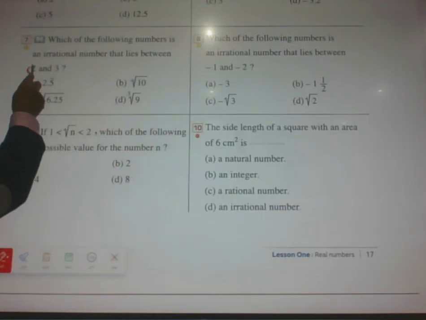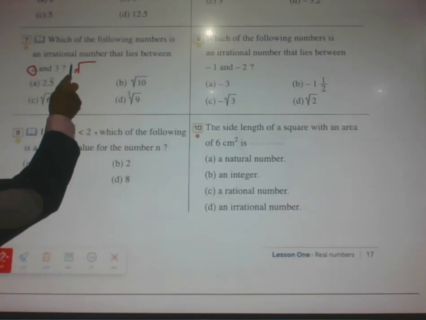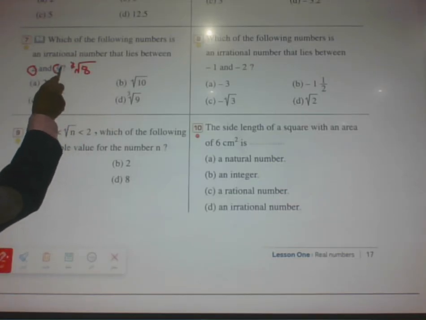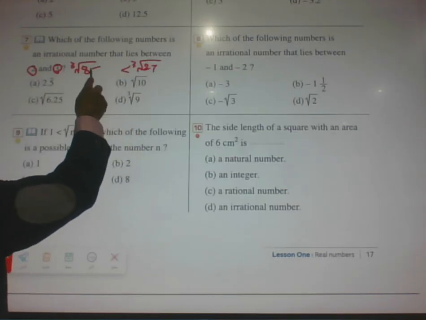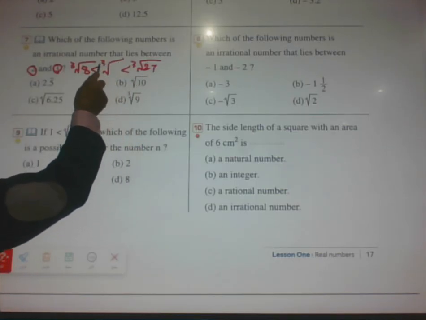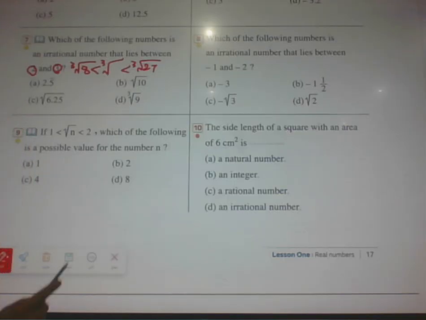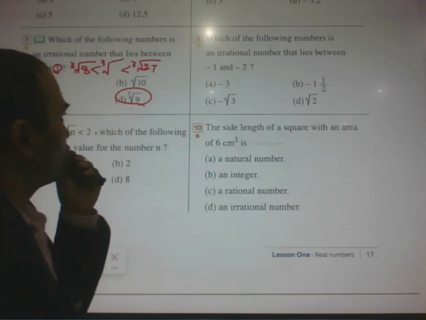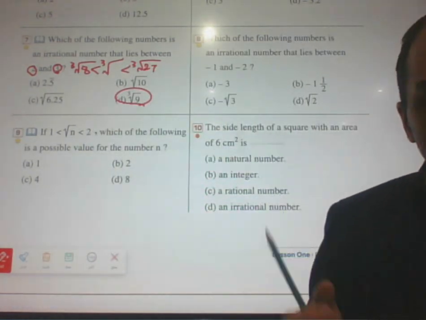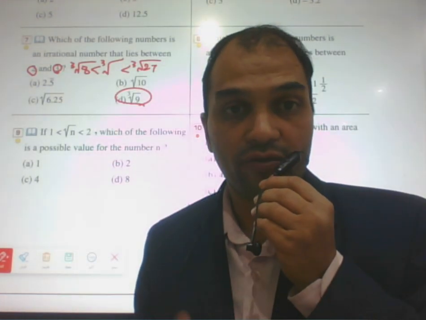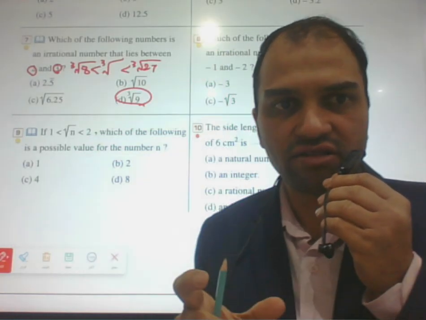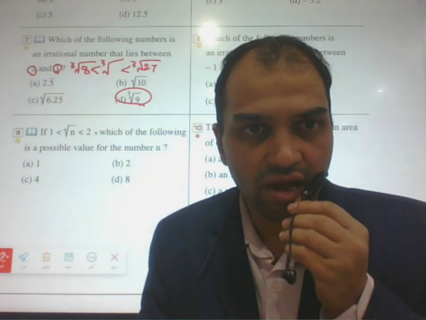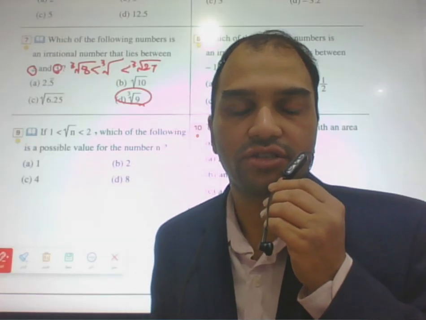Then we can write 8 as cubic root of 8, and 3 is cubic root of 27. And ask yourself, what is the cubic root of a number that lies between 8 and 27? We have cubic root of 9. Then cubic root of 9 is an irrational number. You must choose letter D. Or you can use a calculator, right? In the calculator, cubic root of 9 gives you a decimal between 2 and 3. So you must choose letter D.